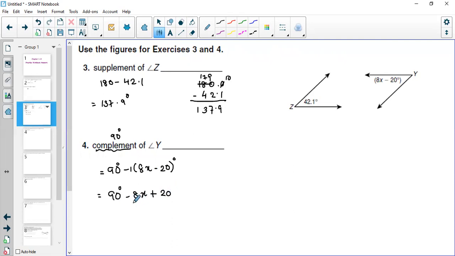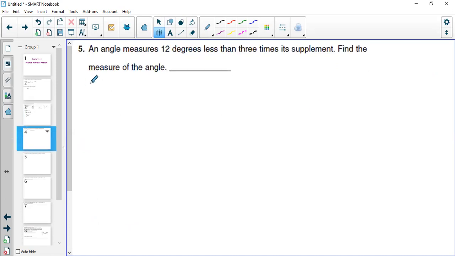You are well aware of the rules now. So what you're going to do here, you have to just solve the numbers. Here we have 90 plus 20, that will give you 110, and 8x is alone because we cannot add or subtract a number with a variable. So it's going to be 110 minus 8x degrees. So the complement of angle y is 110 minus 8x.